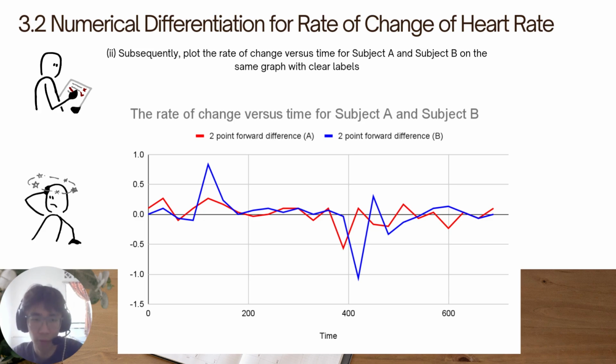So this is the graph that we plotted, followed by the table given. So we can see which has the maximum value and the minimum value. The red is for subject A and the blue is for subject B.